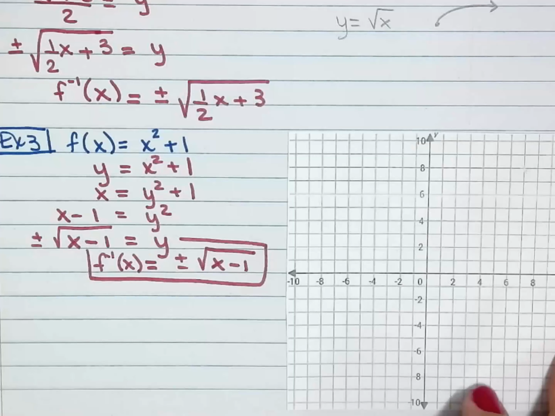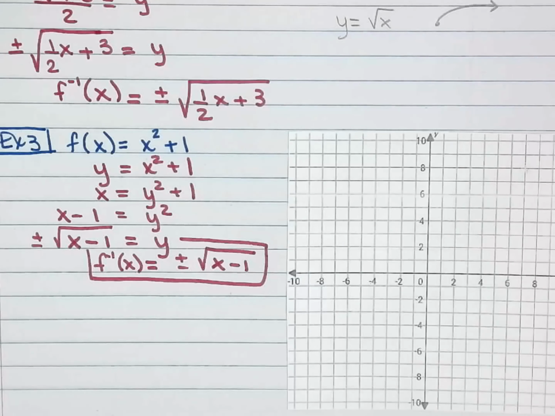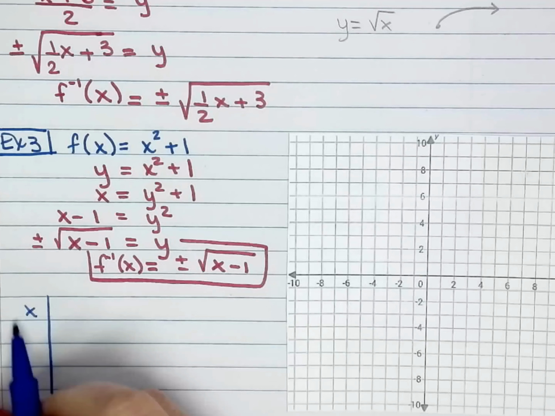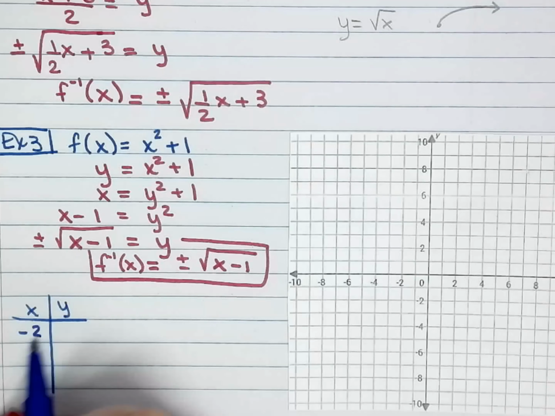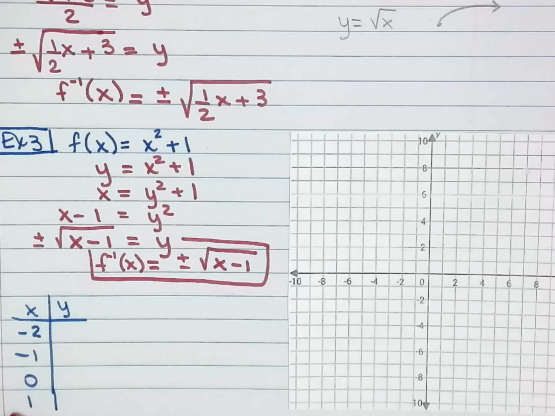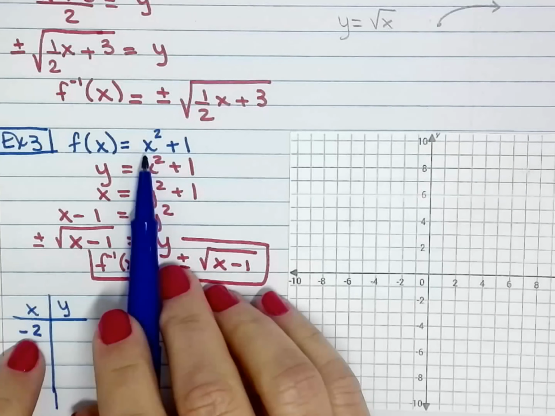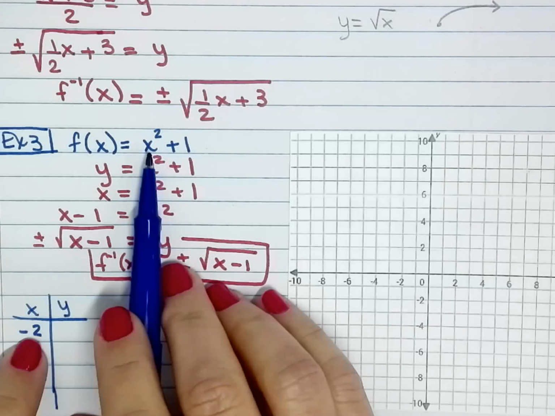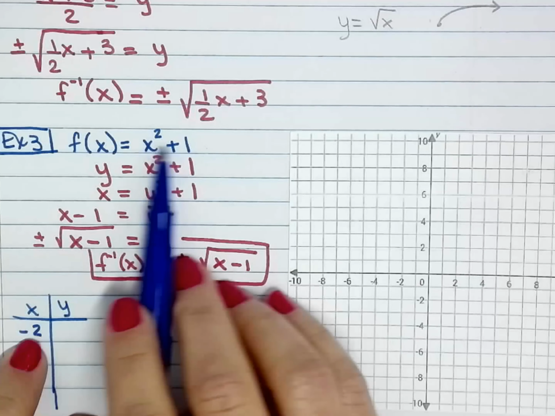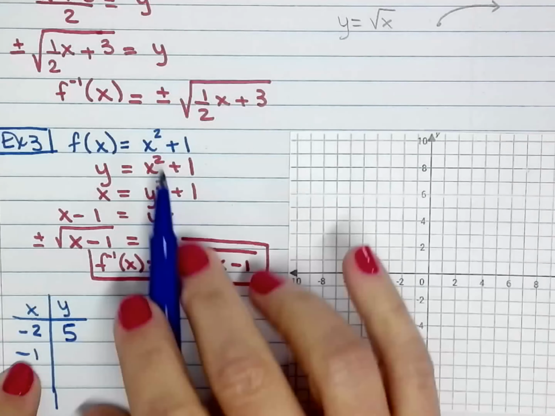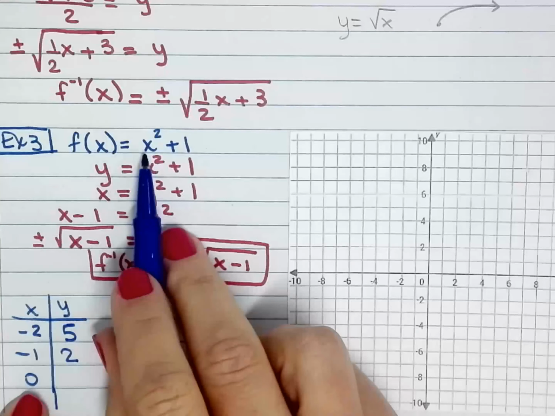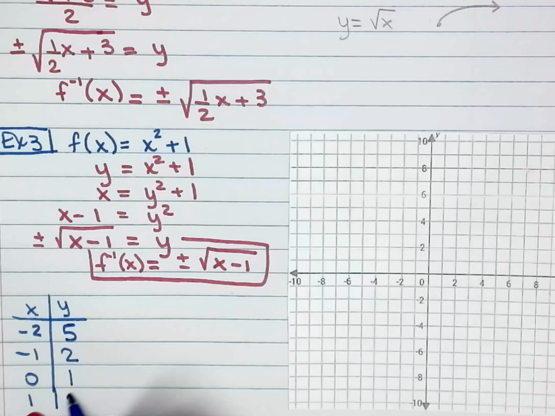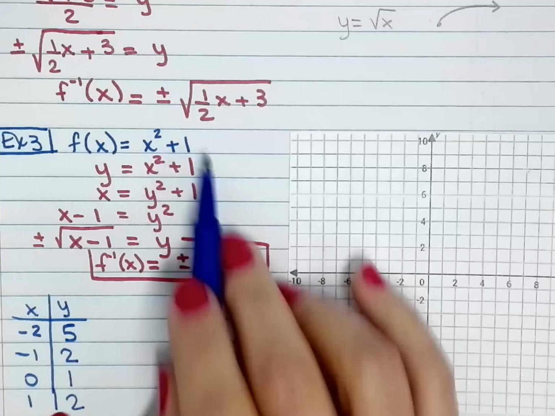Yes, we're going to graph it. Ta-da! So I will use blue for that one just because it's already in blue. And let's do -2, -1, 0, 1 just because it's easy math. So I'm going to create the table here. -2 squared is 4, plus 1 is 5. -1 squared is 1, plus 1 is 2. 0 squared is 0, plus 1 is 1. And 1 squared is 1, plus 1 is 2.